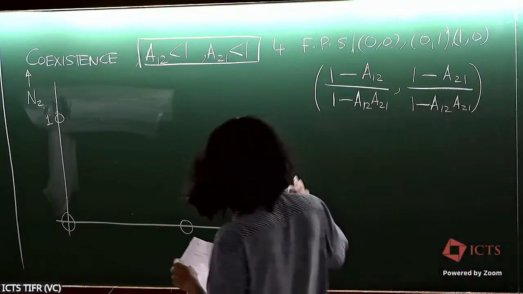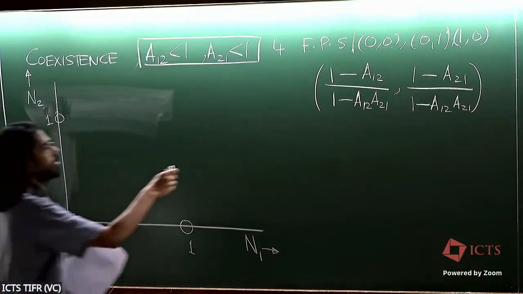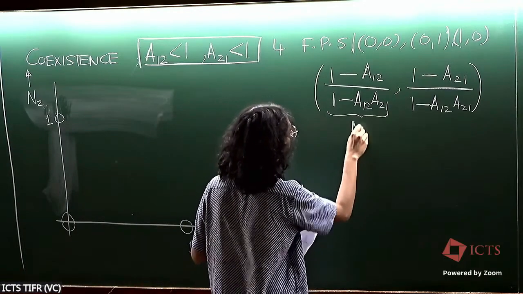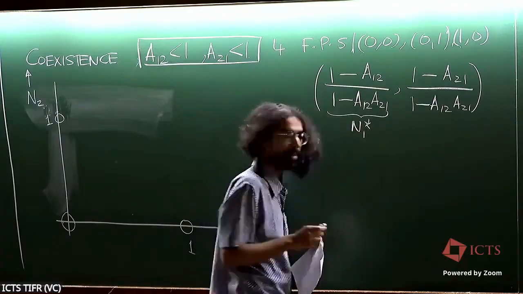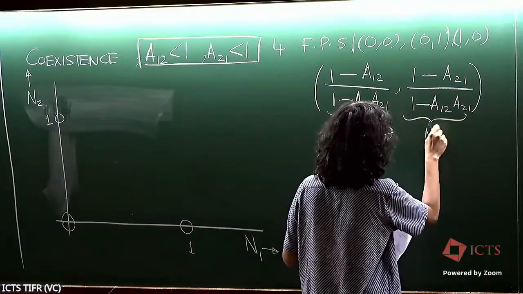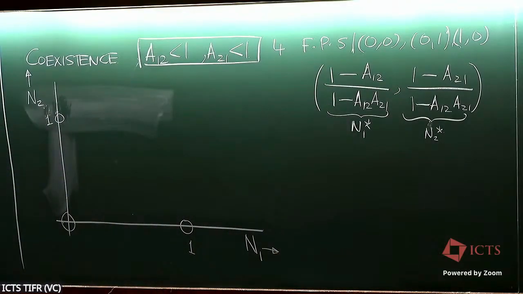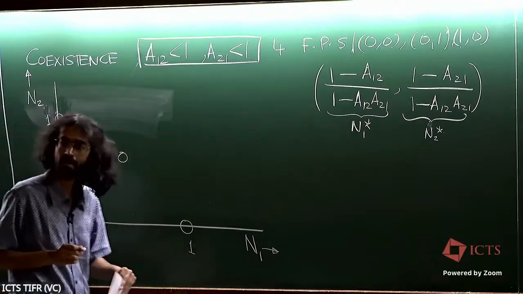It's a small enough point that I won't bother talking about this too much. But that's the population of N1. Often at fixed points, we'll make these stars. So that's N1 star, and that's N2 star. Okay. All right. So there we have 4 fixed points. The fourth one I haven't marked out, but I will soon. It'll be somewhere here.